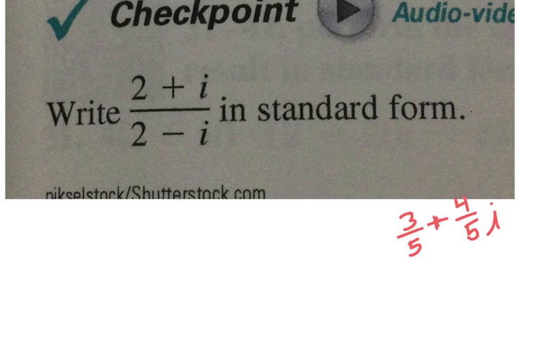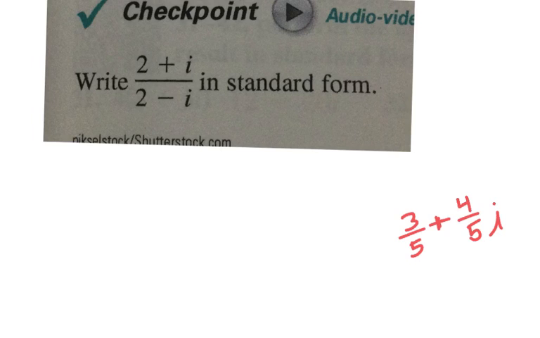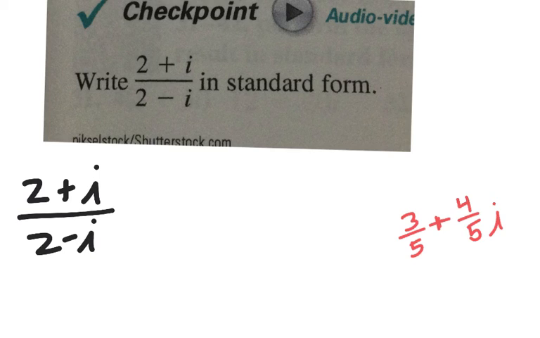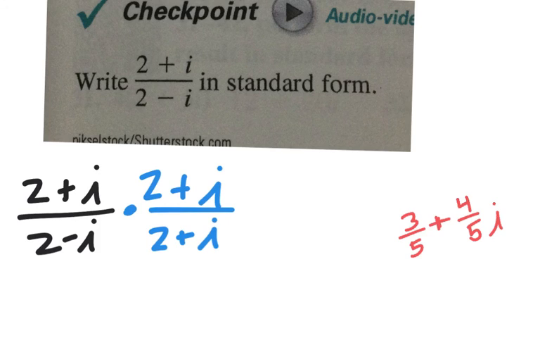Okay, so if I'm working the problem out, I've got 2 plus i over 2 minus i. We have to write it in standard form. That means we cannot have any imaginary numbers in the denominator. So the way that we can cancel out the imaginary numbers is we can multiply by the conjugate. So the conjugate is just where we swap the sign that's between the terms. So because I wanted to cancel the denominator imaginary term, and it's 2 minus i, I'm going to multiply by 2 plus i on top and bottom.